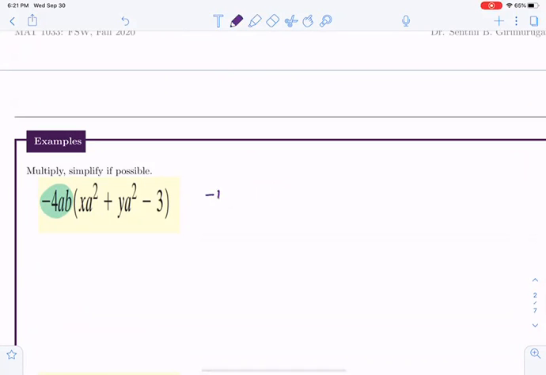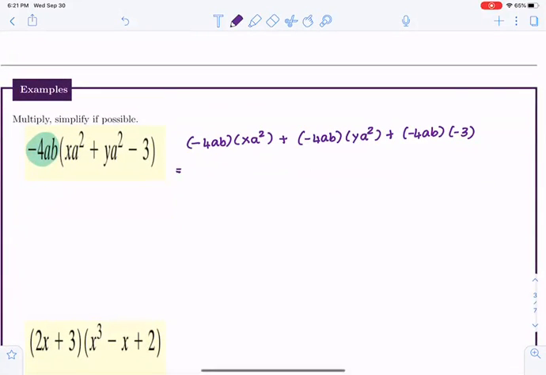So negative 4ab multiplied by the first term, which is x times a squared, plus negative 4ab multiplied by the second term, which is y a squared, plus negative 4ab multiplied by negative 3. There aren't any x terms or constant terms in common between the two terms in the highlighted term.